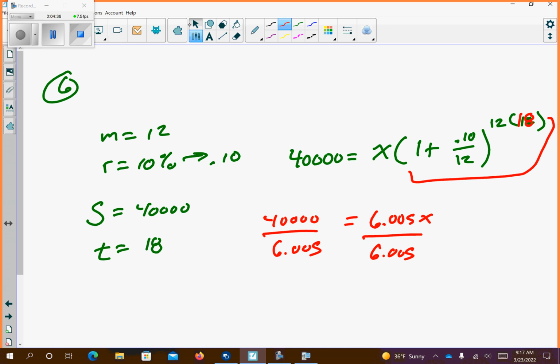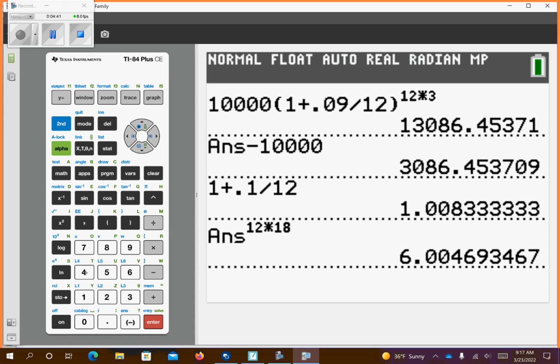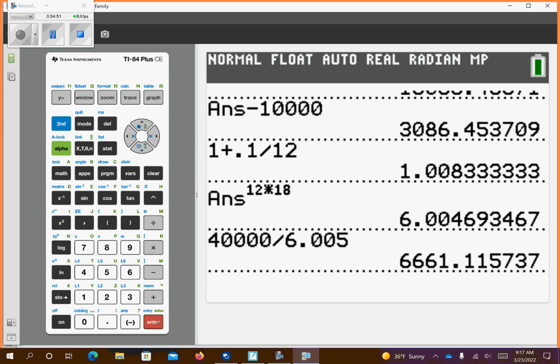we're going to come out to 40,000 divided by 6.005. So if the parents had done an initial investment of $6,661.12 rounded to the nearest penny, that's how much they would have to have put in to an account to get their child $40,000 by the time they're 18. Okay. Good investment?